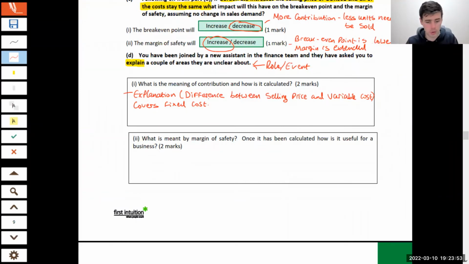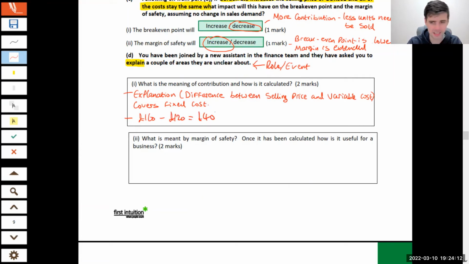And what you can also do to pick up that last mark is actually show that calculation. So when you're saying it's the selling price less the variable costs, show it as we've just done it. £160 minus the 120.